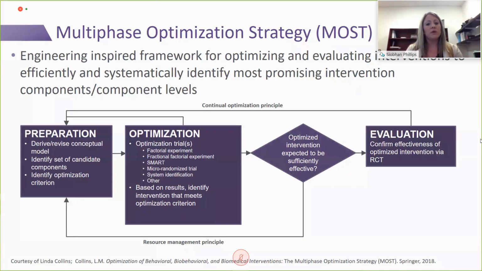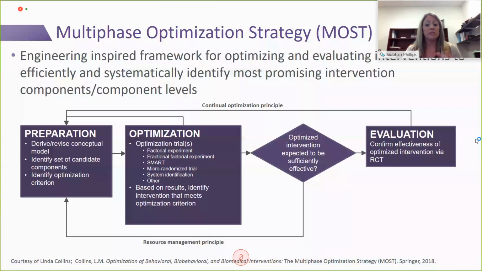And so this is where MOST, or the multi-phase optimization strategy, kind of comes into play. MOST is an engineering-inspired framework for optimizing and evaluating interventions to efficiently and systematically identify the most promising intervention components or component levels. A component is anything that can be reasonably separated out for study and can include things like specific retention strategies, or an intervention feature like a Fitbit, a coach, or anything like that.